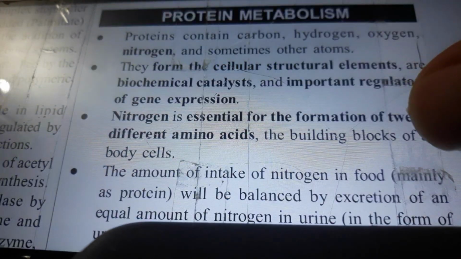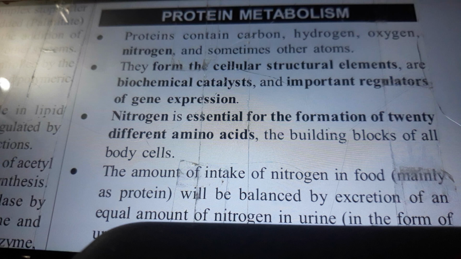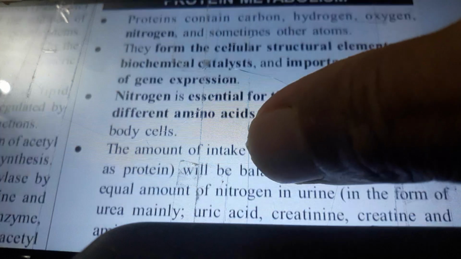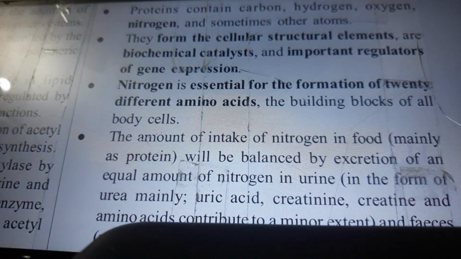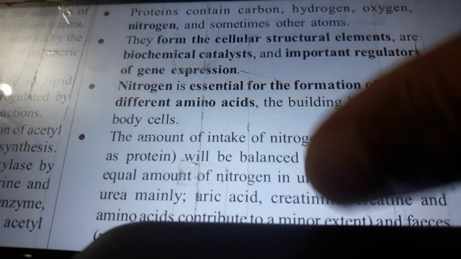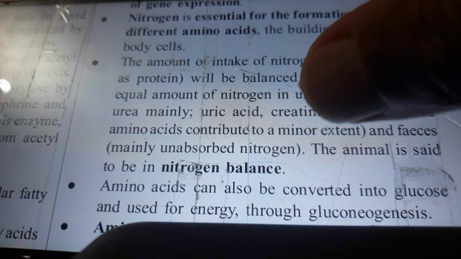The next topic will be protein metabolism. Proteins contain carbon, hydrogen, oxygen, nitrogen, sometimes other atoms. They form the cellular structural elements, are biochemical catalysts and important regulators of gene expression. Nitrogen is essential for formation of 20 different amino acids, the building blocks of all body cells.